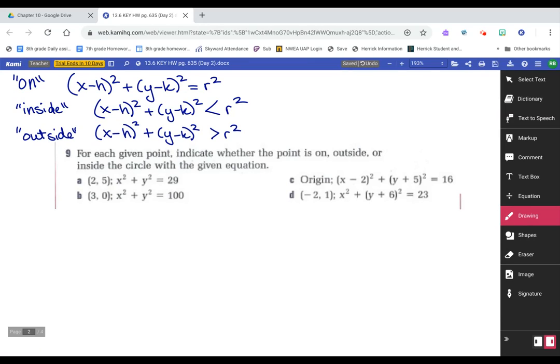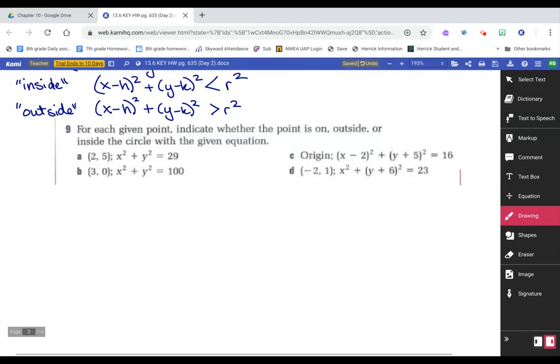So let's test this out. I will do letter D with you. So for letter D, we have the point (-2, 1). And we want to know, is that on the graph? Is it inside or is it outside? So all you're going to do is plug -2 in the x coordinate. So we have (-2 squared) plus y will be 1. So (1 + 6)² is equal to 23. So we have 4 plus, we have 7 squared, 49.